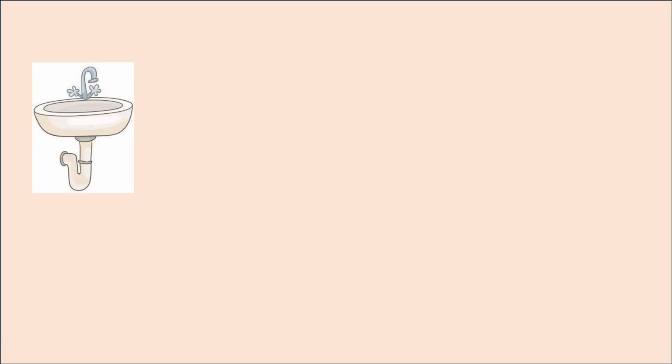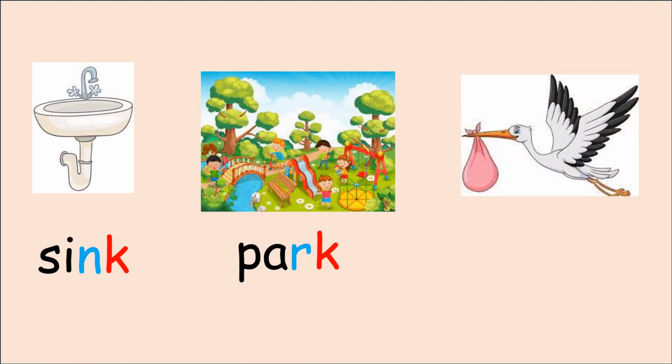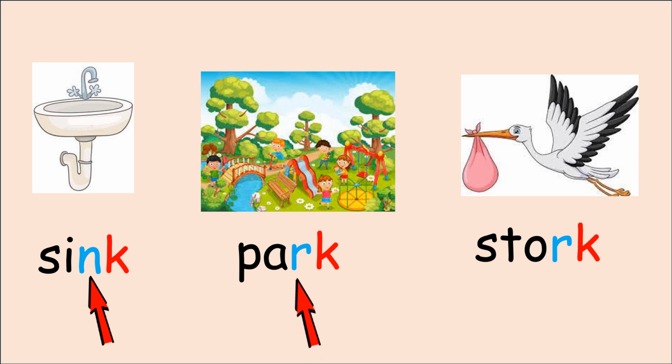So here we have the picture of a sink, S-I-N-K, a park, and this bird is a stork. And what do we notice about the letter which comes just before that k sound? We have the letter N, which is a consonant, the letter R, which is a consonant, and then we have the R again, which is a consonant. So when there is a consonant just before the k sound, we use the letter K.